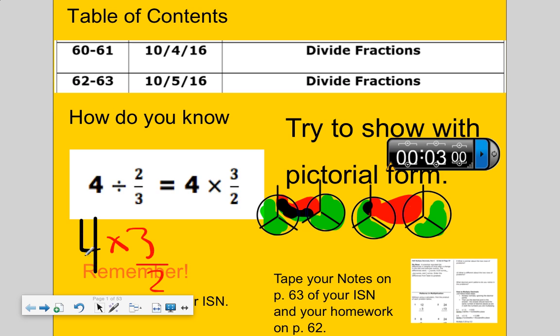So I started with 4 circles, and I split them into thirds. So now I have 12 pieces. 4 times 3 is 12. Then I found groups of 2. 12 divided by 2 is 6. Some of you are going to say, I don't like the pictorial model. Can I just keep the 4? I multiply by the reciprocal of 2/3, which is 3/2. And what's 4 times 3? 12. 12 divided by 2 is 6.